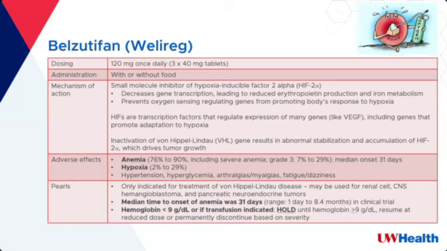So this requires frequent monitoring of hemoglobin and oxygen saturation. The median time to onset of anemia is about 31 days. If hemoglobin is less than 9, or if a transfusion is indicated, we need to hold treatment until hemoglobin is over 9, and then resume at either a reduced dose or even consider permanently discontinuing treatment depending on the severity. This agent is only indicated for treatment of von Hippel-Lindau disease or VHL disease that's associated with renal cell carcinoma.